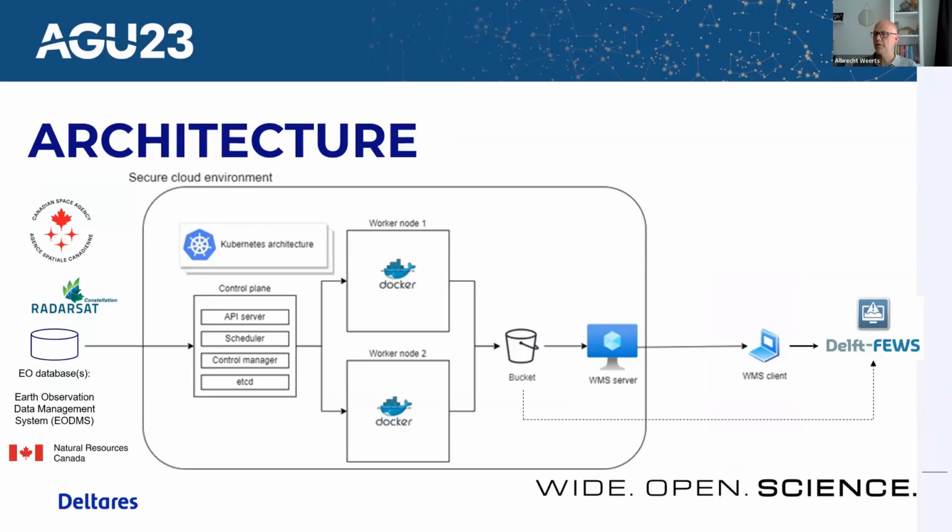So this is then basically the setup we are using. We downloaded the data from these databases. We do the processing. We derive the products. We put it in a bucket and connect to a WMS server, and then the WMS server and client can then easily directly be shown in the Fuse system, overlaying other maps.